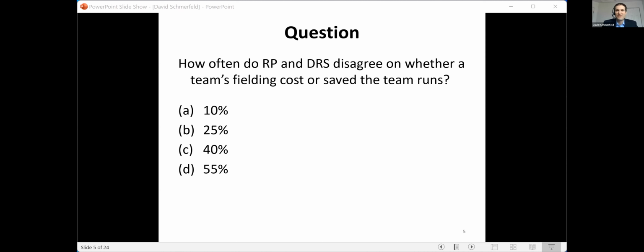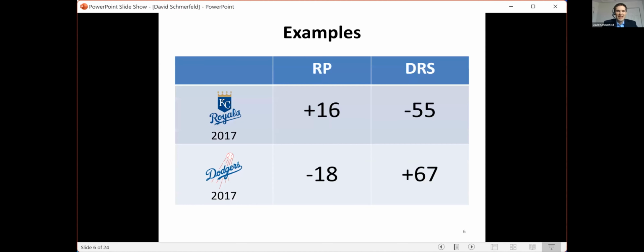Two of the most advanced fielding statistics disagree as to whether a team was an above average versus a below average fielding team. Here are some extreme examples. For the 2017 Royals, runs prevented found them to be a way above average fielding team. DRS found them to be a way below average fielding team. For the 2017 Dodgers, runs prevented found them to be way below average, and DRS, on the other hand, found them to be way above average.